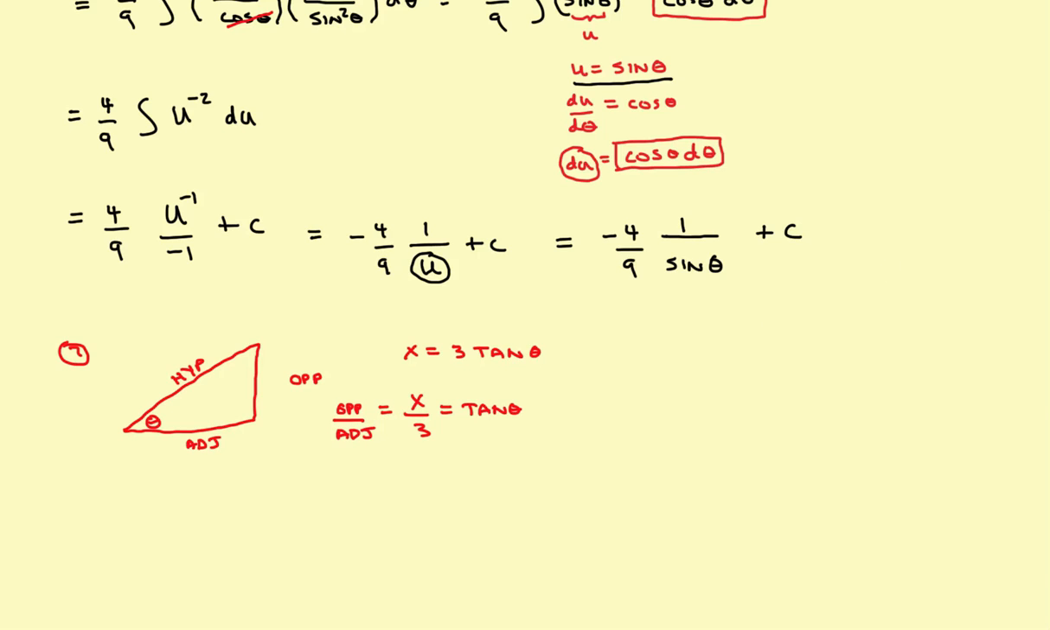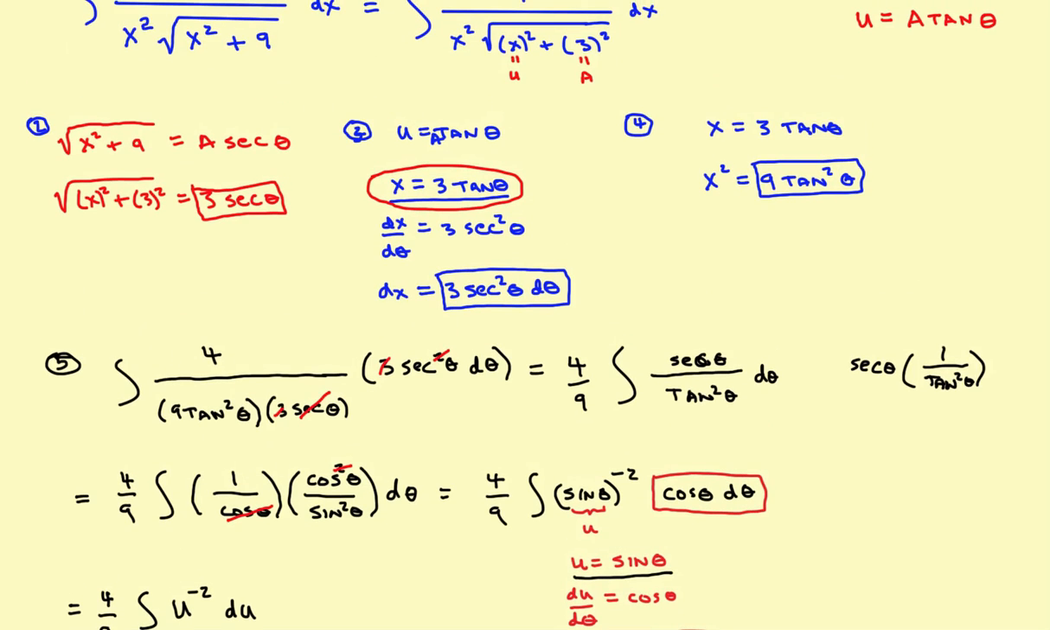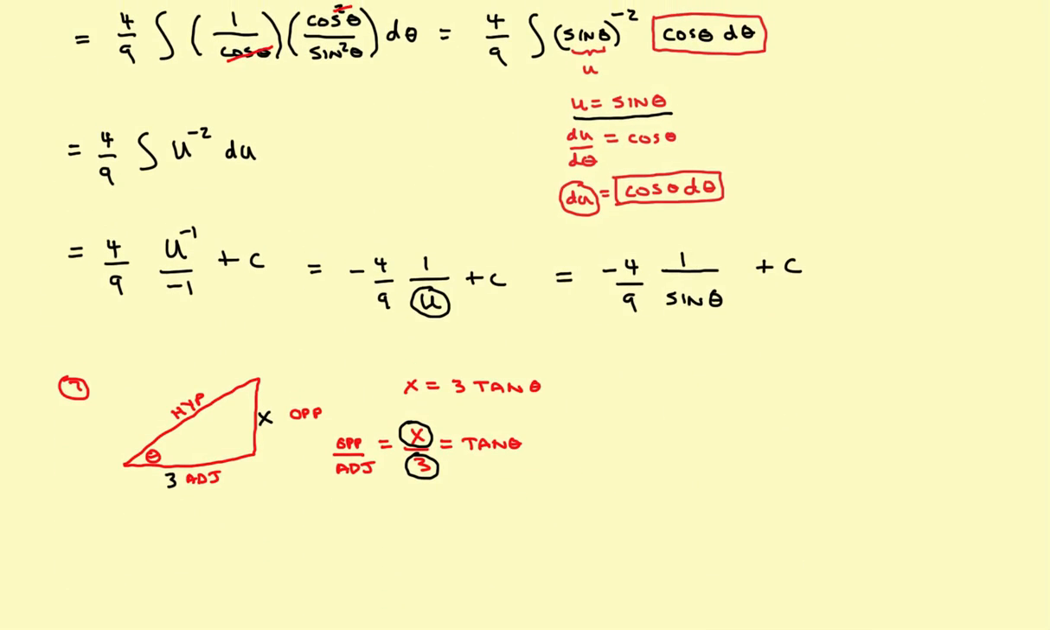So what that means on this problem is that this is the opposite side, so x goes right here. This is the adjacent side, so 3 goes right here. And the remaining side is just whatever that original square root was in the original problem. In the original problem, it's the square root of x squared plus 9. So in this problem, this is going to be the square root of x squared plus 9. So go ahead and use your trig relationship to determine all three sides of the triangle.